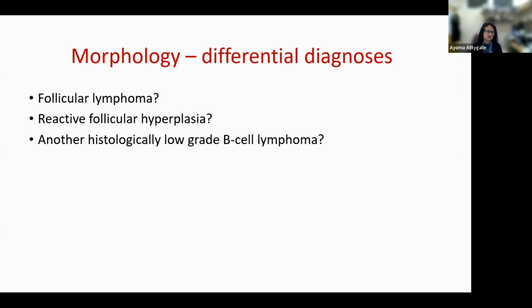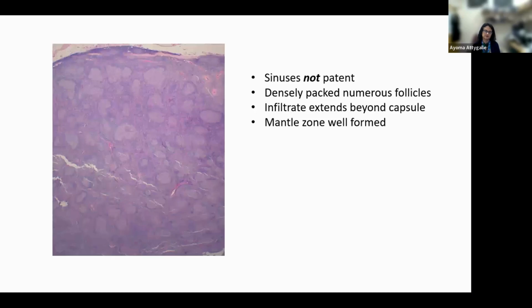So the question is, is this follicular lymphoma? Is this reactive follicular hyperplasia? Or is this another histologically low-grade B-cell lymphoma? Let's park the third possibility for a minute and just focus on these two possibilities, follicular lymphoma versus reactive follicular hyperplasia. If you go back to this case, the sinuses are not patent.